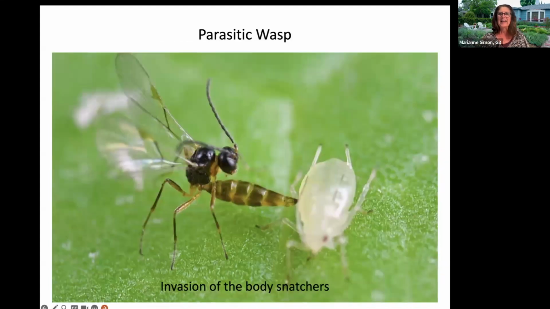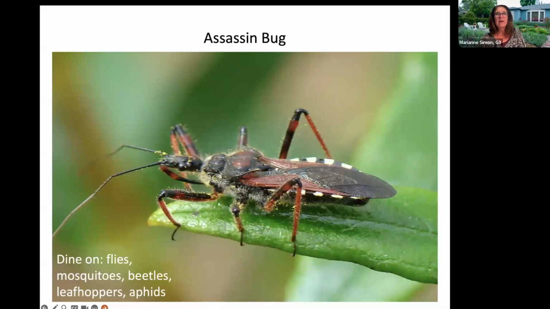Crazy. This is another one, the parasitic wasp. Same thing, it lays its egg inside of an aphid, and then that egg hatches and basically eats the aphid from the inside out. Wild, that nature. Assassin bug, as its name implies, look at all of the different pests that it dines on. Potentially you would see this in the garden and you would go, eek, right? But this is actually a really, really good bug. You should see this and celebrate.